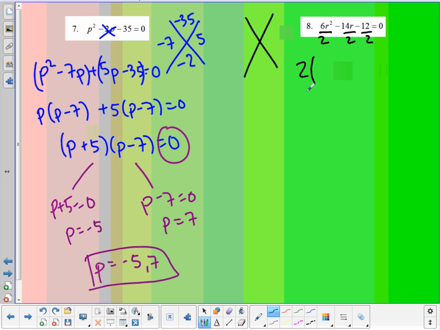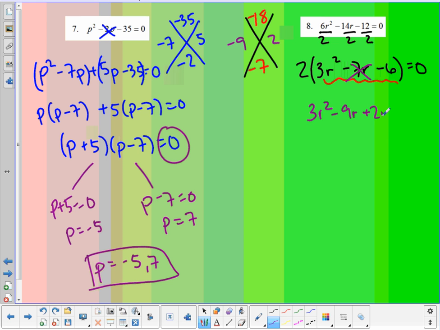So when I take out a 2, I have 3r squared minus 7r minus 6. And then that all equals 0. Now I'm going to factor what's left over in the middle. So then I have 3 times negative 6, which is negative 18, and the product is going to be negative 7. That gives me a negative 9 and a positive 2. So split that 7 in the middle. I have 3r squared minus 9r plus 2r minus 6 is equal to 0.